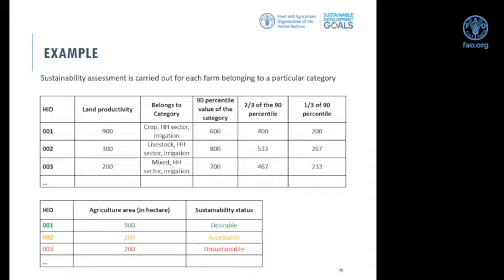If you have any questions, because this is a bit tricky indicator, the rest are all very straightforward. If you have any question regarding this one, I'm happy to take a question now.